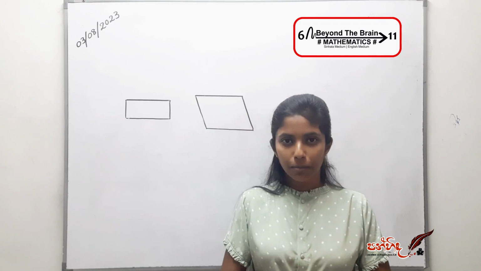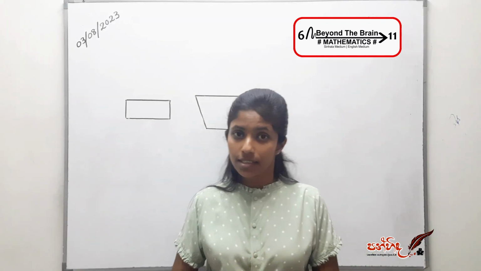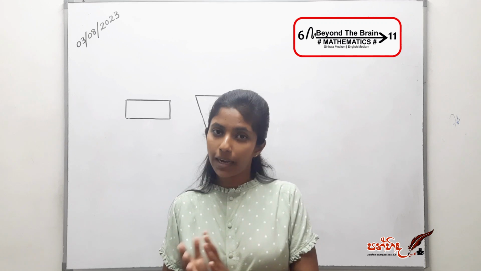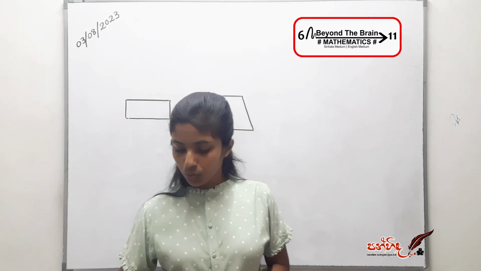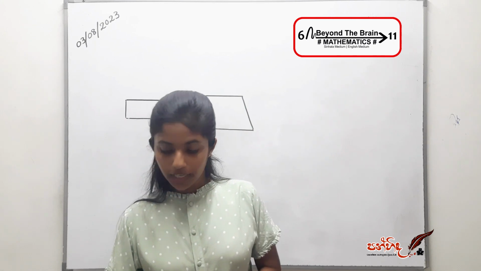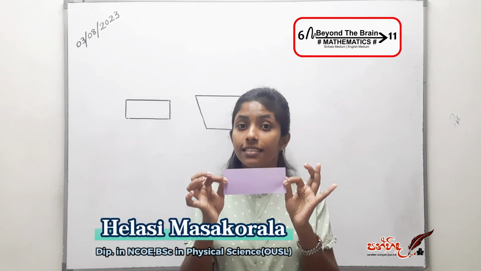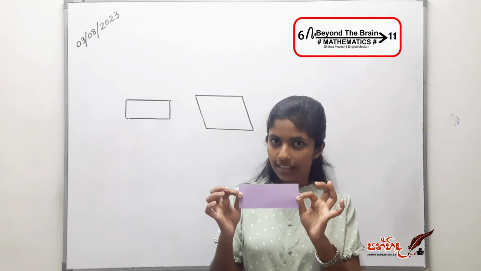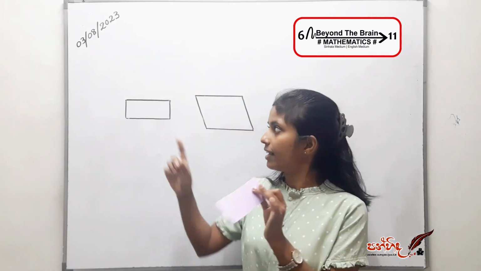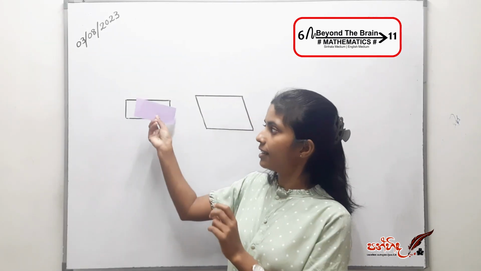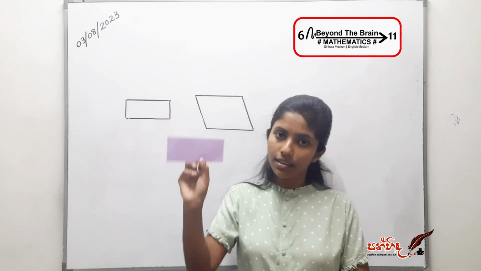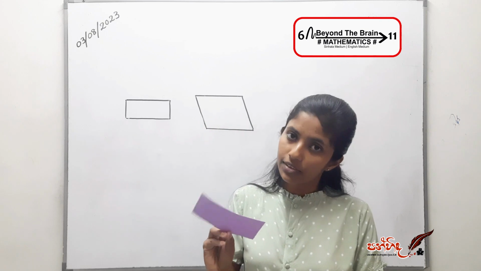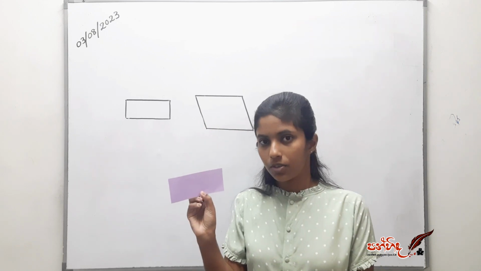Okay, children. So today I'm going to talk about a very important concept in relation to bilateral symmetry and rotational symmetry. Now you know that this is a rectangle. Here I have traced this rectangle on the board, right? So I'm going to check whether this figure has bilateral symmetry and rotational symmetry.